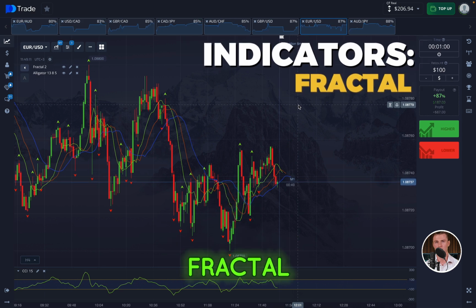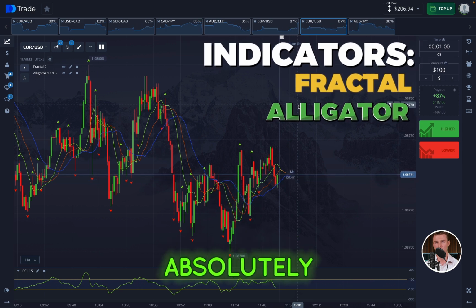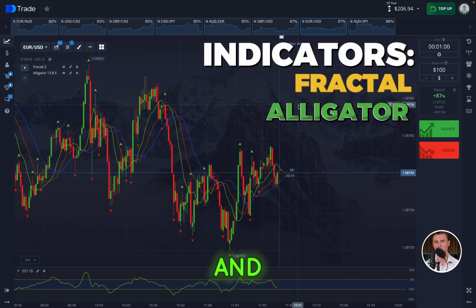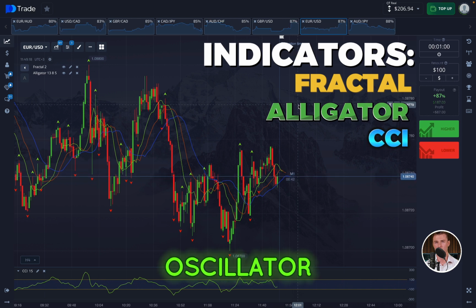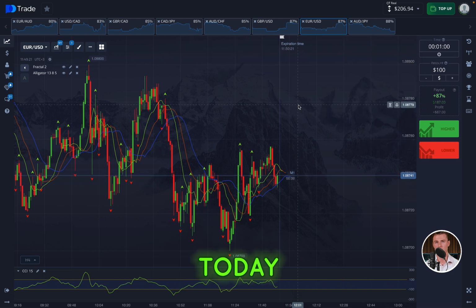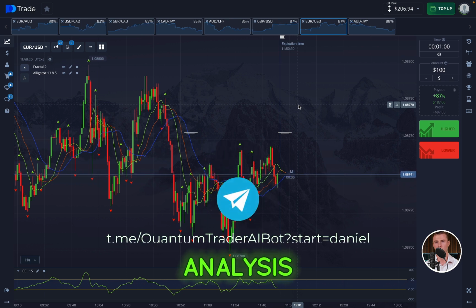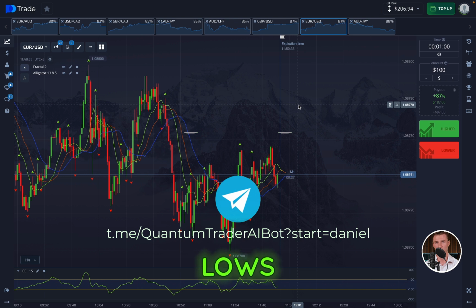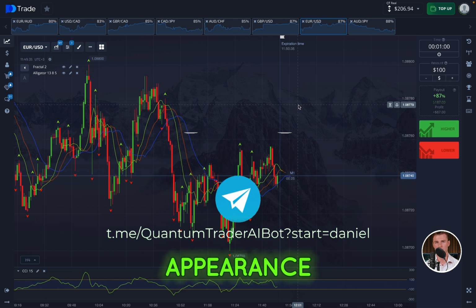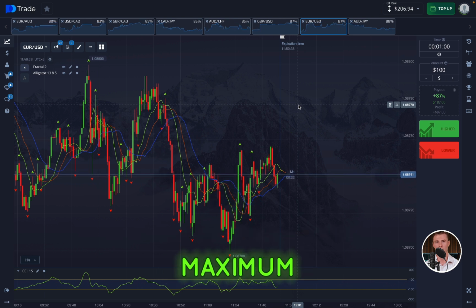It will be a fractal and an alligator with absolutely default settings, and a CCI oscillator with a period of 15. Today, my main task will be the correct trend analysis, as well as the search for a pullback trend line and a careful and correct analysis of local highs and lows. We will monitor their appearance and also start from these maximum points.